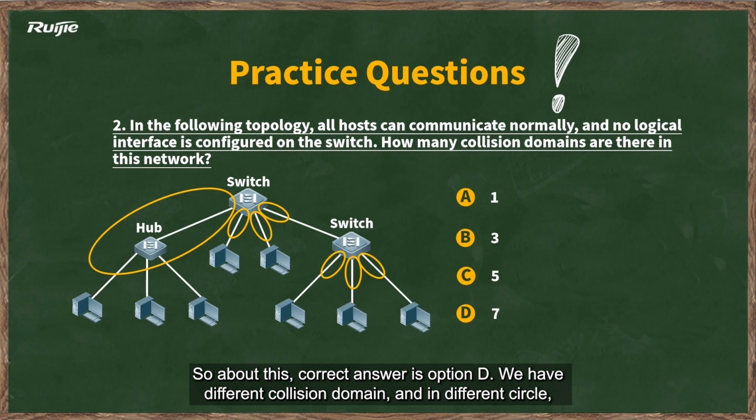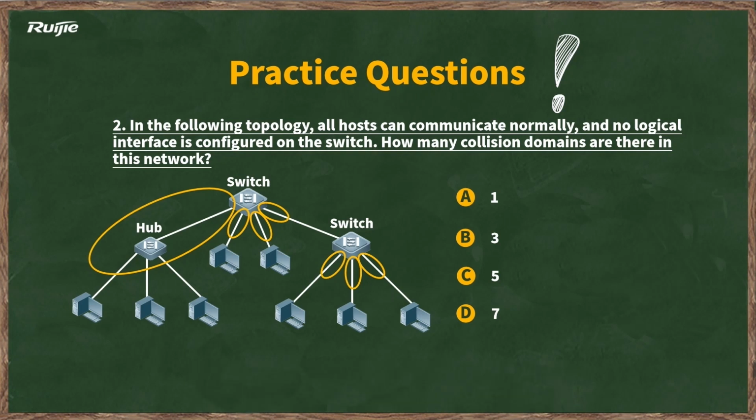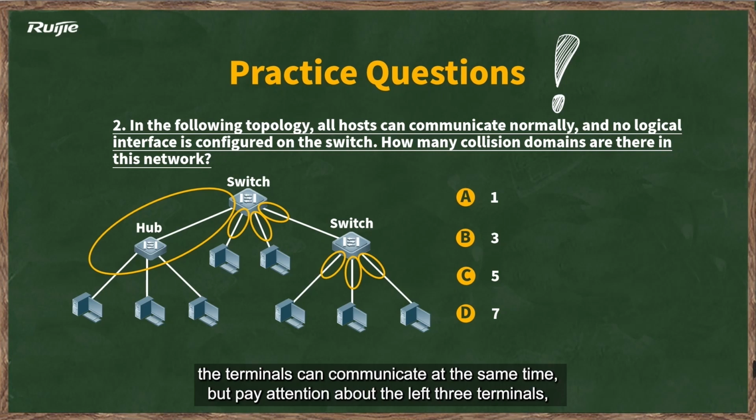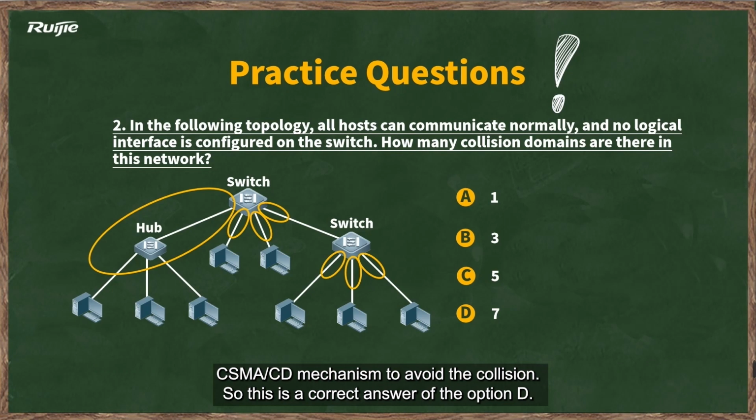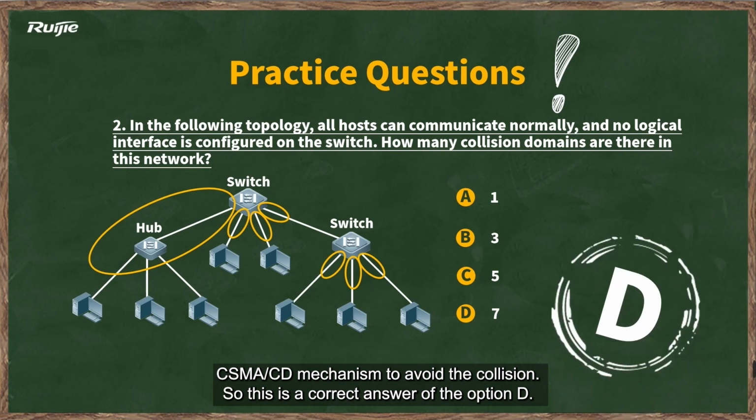We have different collision domains, and in different circles, the terminals can communicate at the same time. But pay attention to the left three terminals. Only one device can send out packets, and the rest of the terminals have to wait. We use the CSMA/CD mechanism to avoid the collision. So this is the correct answer, option D.